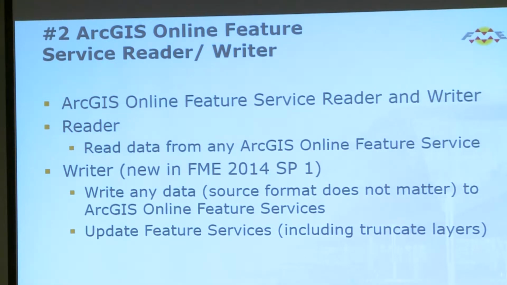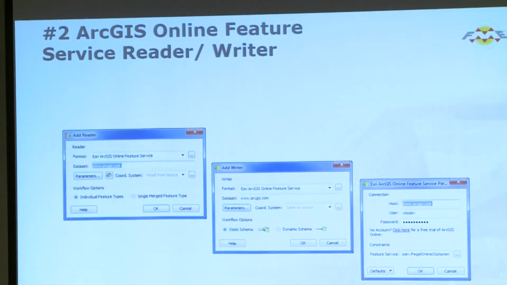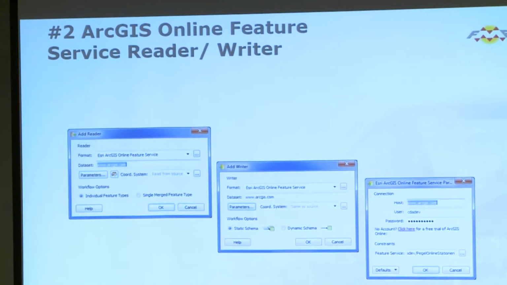The writer is very new. It's introduced with FME 2014 Service Pack 1. And the purpose is just you can write any data you have, so source format doesn't matter, to ArcGIS Online Feature Services. And you can also do updating feature service, and you can delete features from the feature service. And I think with this slide, it's time for the first demo.